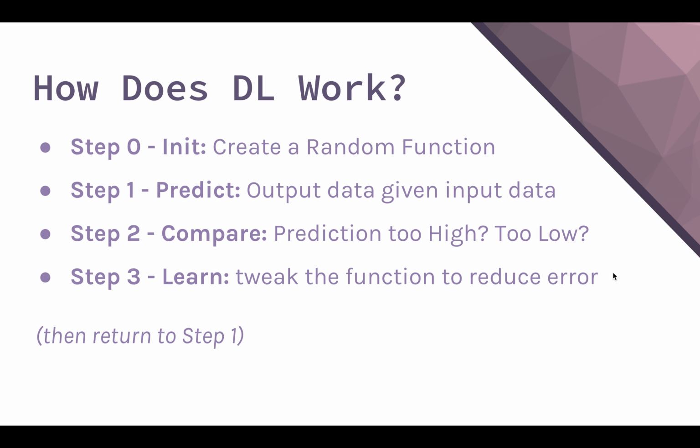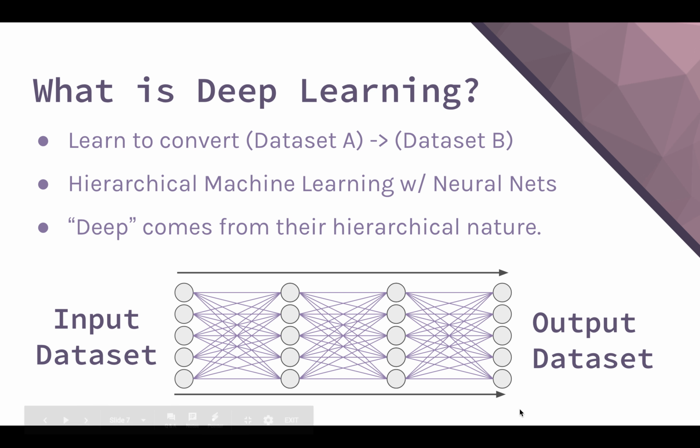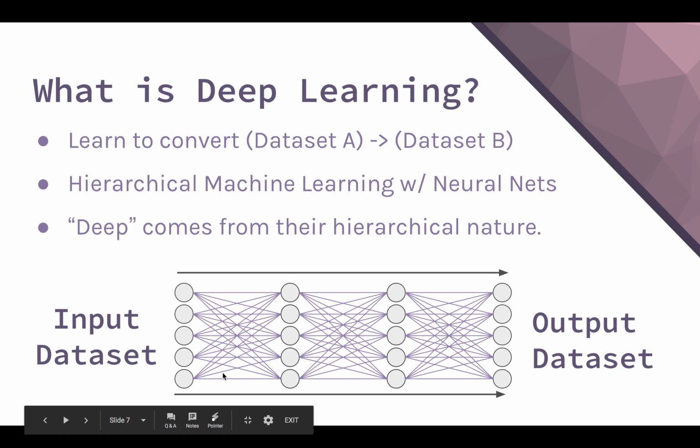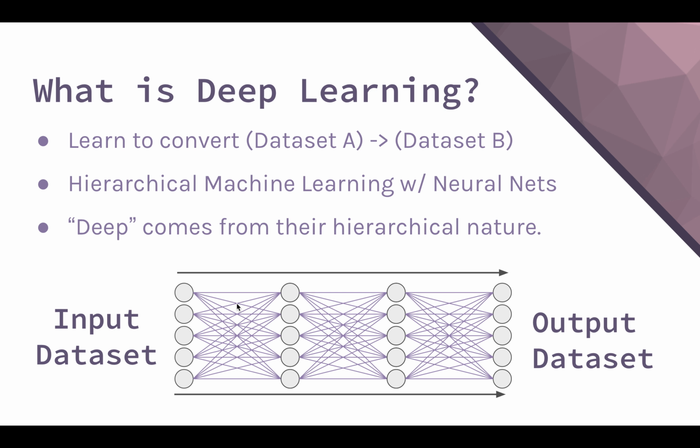How does deep learning work? Basically you initialize a random function, the output is given, and you compare that output. Is the prediction correct? Is it not? And you tweak these functions. Each of these lines represents a so-called gradient, and these numbers will be tweaked plus or minus a very small value.